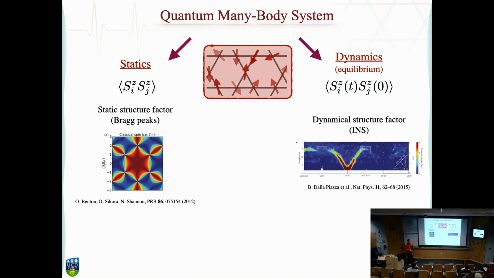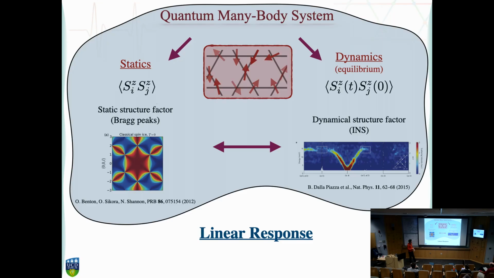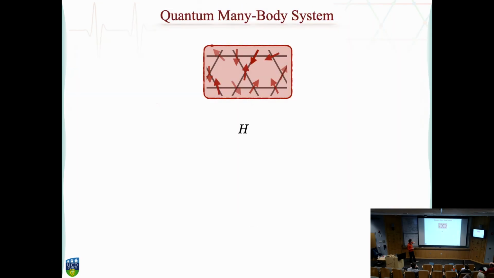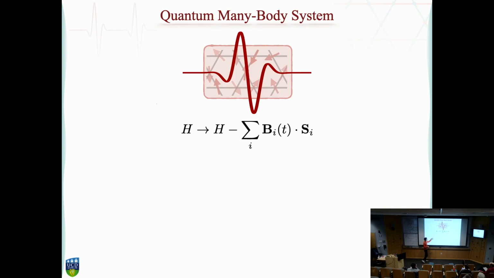Obviously these are not disconnected perspectives. There's an intimate relationship between the static properties of a system and its dynamic properties. And these kinds of correlations can both be put under the same umbrella of linear response. What I mean by that is, we have our system, described by some Hamiltonian, and we perturb it in some way. For a magnet, I'm going to apply some magnetic field. The magnetic field could in principle have some spatial and time dependence.